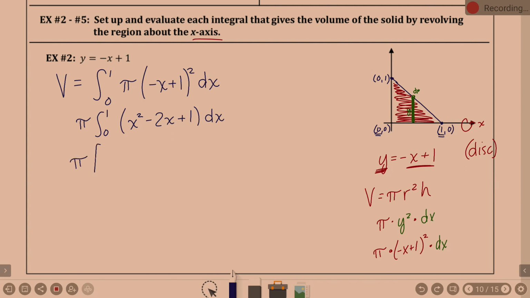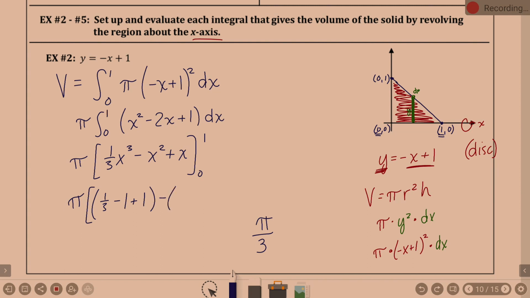1/3 x cubed minus x squared plus x, evaluating from 0 to 1. Doug says you get an answer of pi over 3. My answer key agrees. Well, let's see. It would be 1/3 minus 1 plus 1, and then it'd be the zeros. So, yeah, it works out pretty nicely. Pi times 1/3, which is indeed pi over 3.